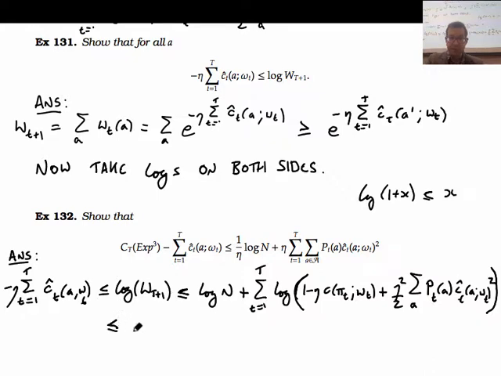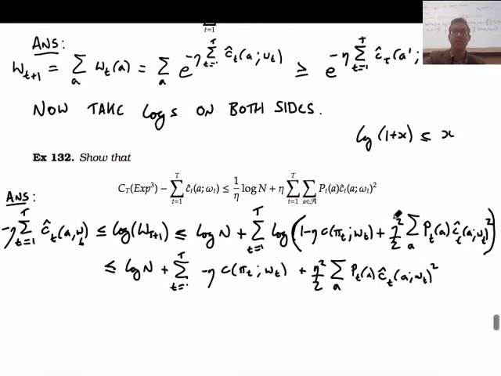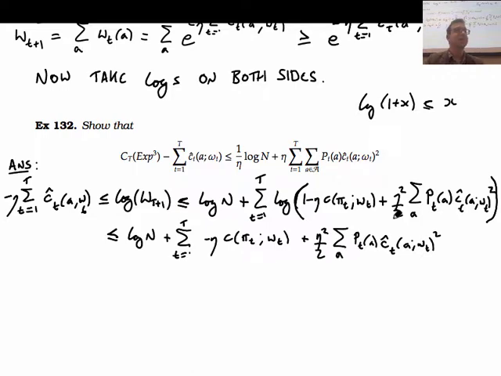So this is less than or equal to log of n plus the sum t equals 1 to T of minus eta times c of pi_t, omega_t, plus eta squared divided by 2 times the sum over a of p_t(a) c-hat_t(a, omega_t) squared. Again, if I asked you this in an exam setting, I'd probably tell you the inequality that we're going to be using. After you've been doing these things for a while, you get an idea of what inequalities are going to work well for you, and which ones aren't.